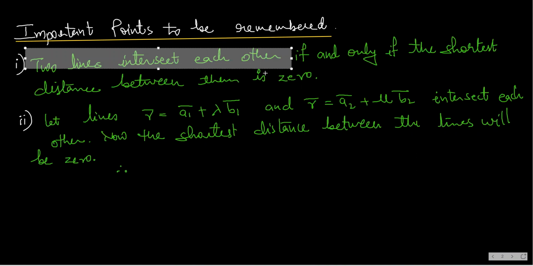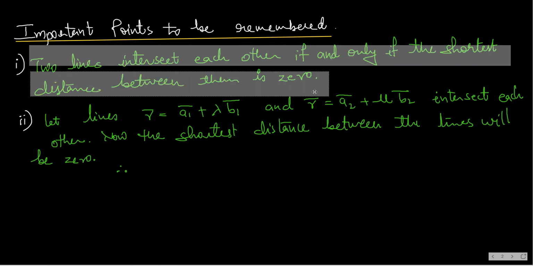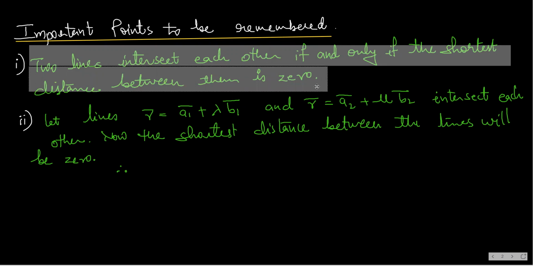It is very important. See, the shortest distance we found, those two lines were not intersecting each other. So what happened? You got some positive distance between them, since they were not intersecting. But here, see what they are saying. They are saying two lines are intersecting if and only if the shortest distance between them is zero. Truly said. See, students, if the two lines are intersecting, what will happen? The distance between them will become zero.